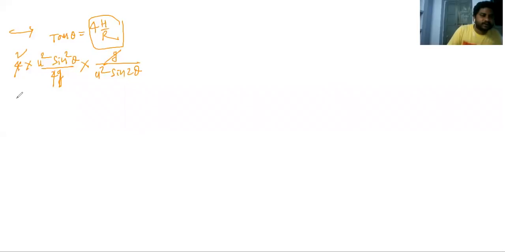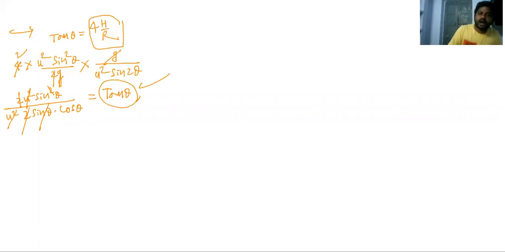So this I can write as 2u square sine square theta divided by u square 2 sine theta cos theta, because sine 2 theta is 2 sine theta cos theta. So 2 cancels. So then u square cancels. One sine theta cancels. What is that? Sine theta by cos theta. It's tan theta. All right. Clear? So tan theta is equal to 4h by r. So 4h can be written as r tan theta. Okay, 4h is equal to r tan theta.